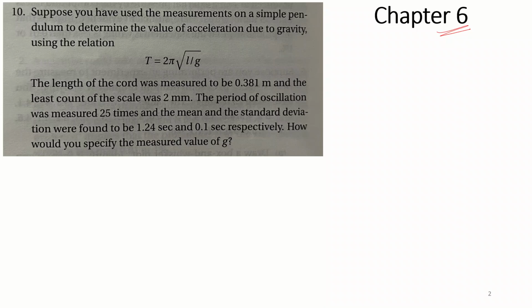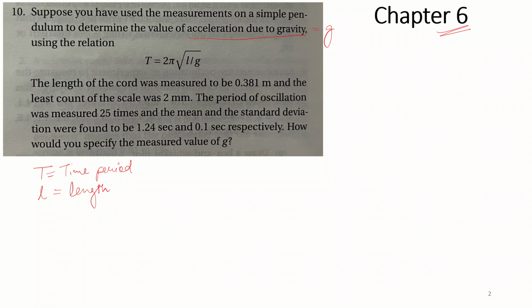If the terms like T, L and G look alien to you, T is the time period, L is length and G is acceleration due to gravity. Those who have done physics will know this formula. So these all are given.